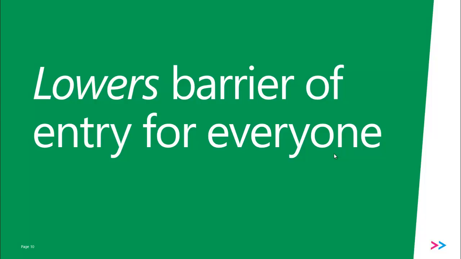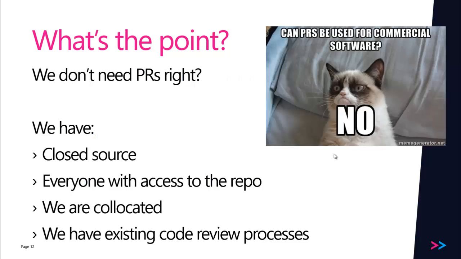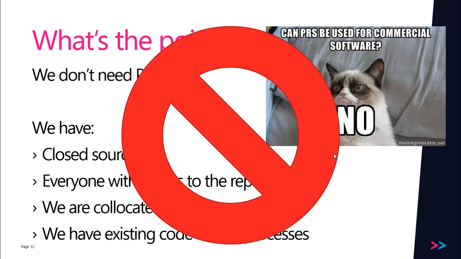So if you stop thinking about open source for a minute and start thinking about the projects you're working on day to day, you might initially think, well, we don't need PRs. We've got closed source, which is the opposite of open source. Everyone has access to the repository. We're all co-located, so we don't care about the remote work stuff. And we've got existing code review processes, so we don't need the code review side of it. Well, to be honest, I disagree with all of these.